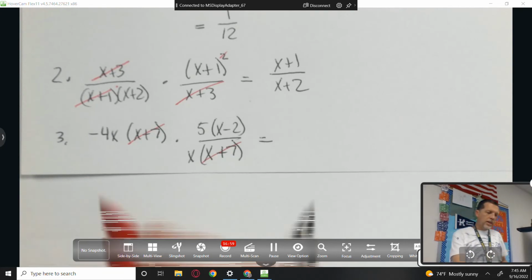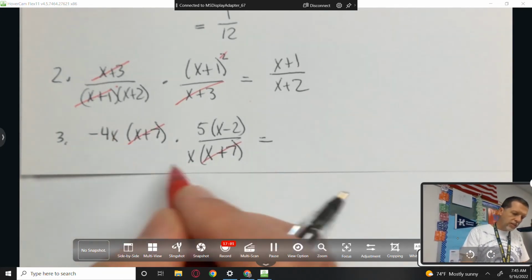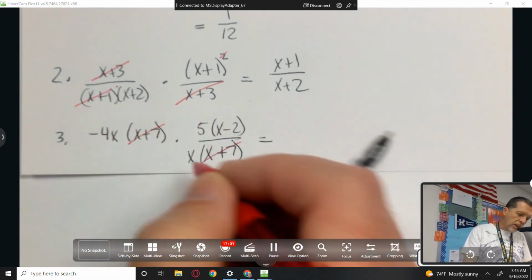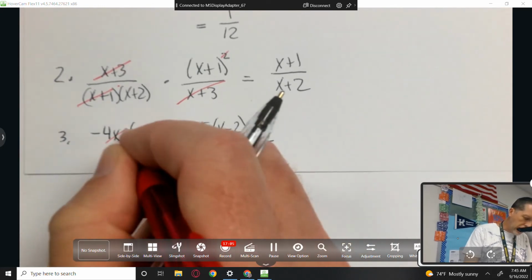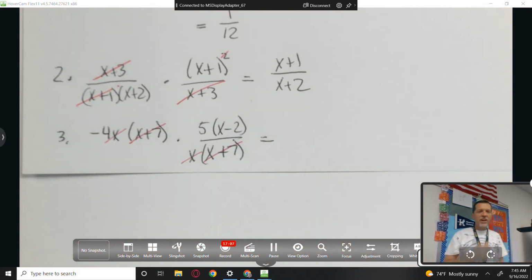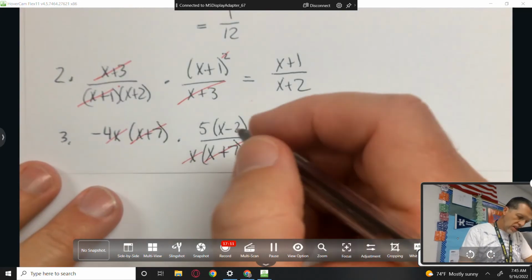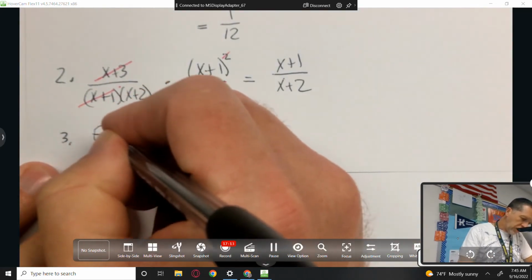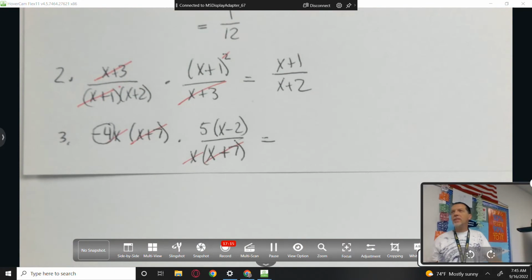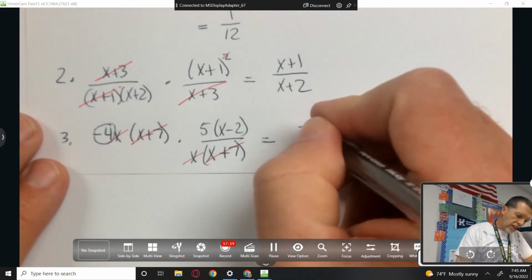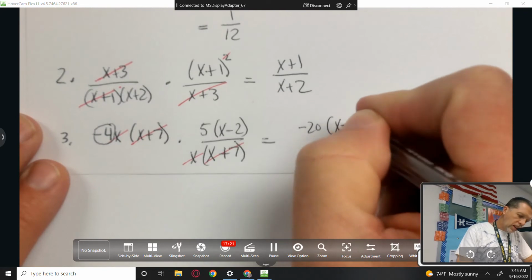Some people, when they get attached, think that 4x is 4 times x, so I can cancel it with the x in the bottom. But be careful, the negative 4 is still there. Sometimes I'll see people circle stuff to remind themselves that it's still there. I didn't cancel that. So that's negative 20 times x minus 2.